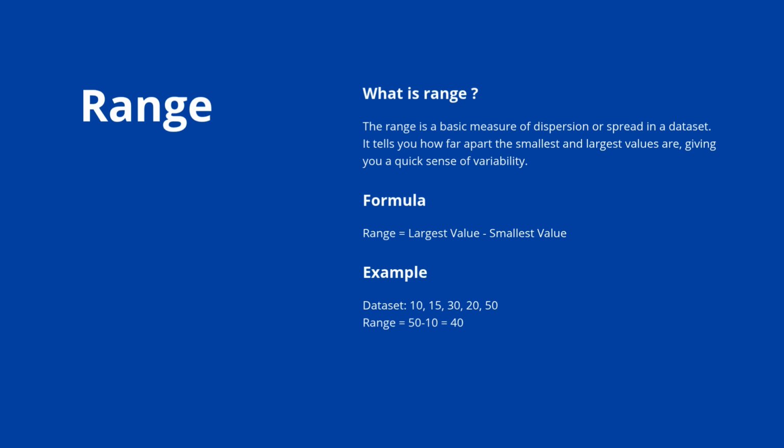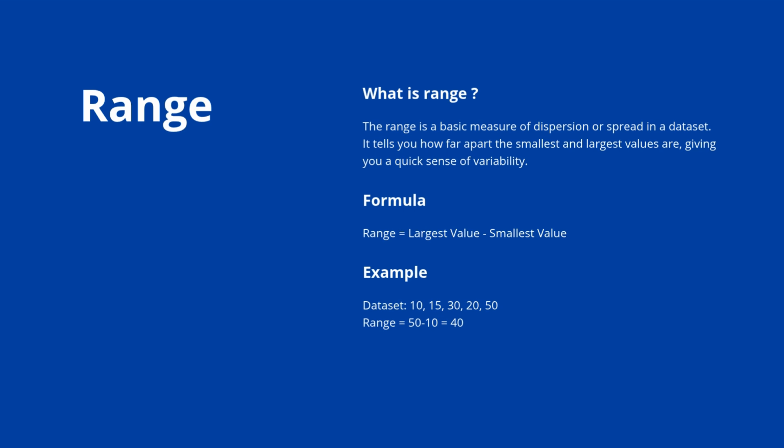The basic formula to calculate the range is to subtract the smallest value from the largest one. If the range is higher, then we can say our data set has some kind of outlier. If the range is lower, then we can say we have tightly clustered data. Here is a very simple example where we have a data set 10, 15, 30, 20, 50. The highest value is 50 and the lowest value is 10. After subtracting the lowest value from the highest value, we get 40, which is the range.